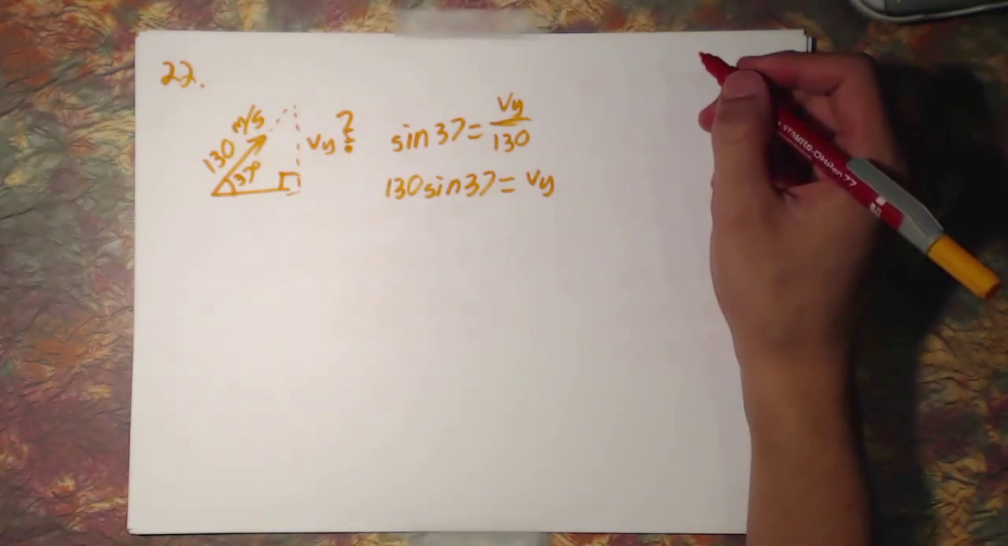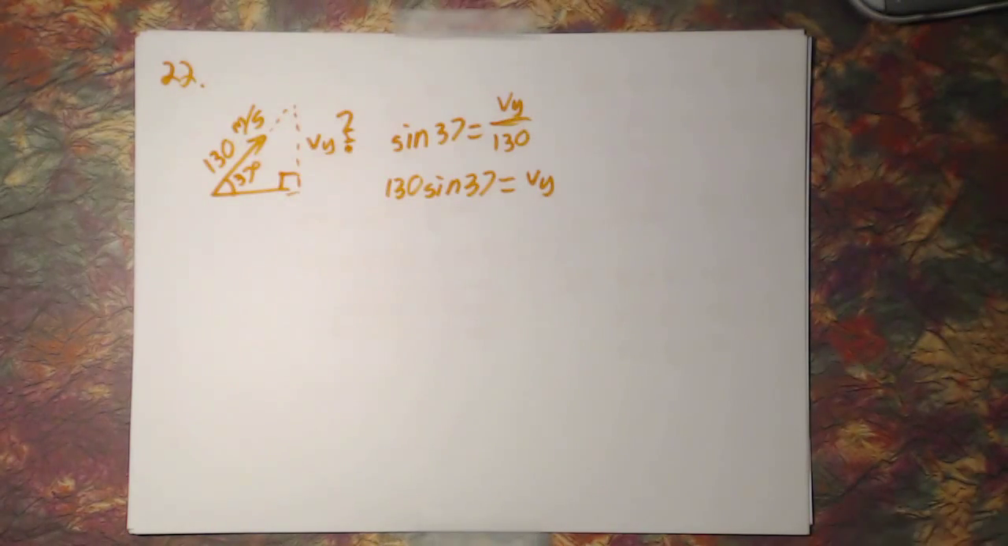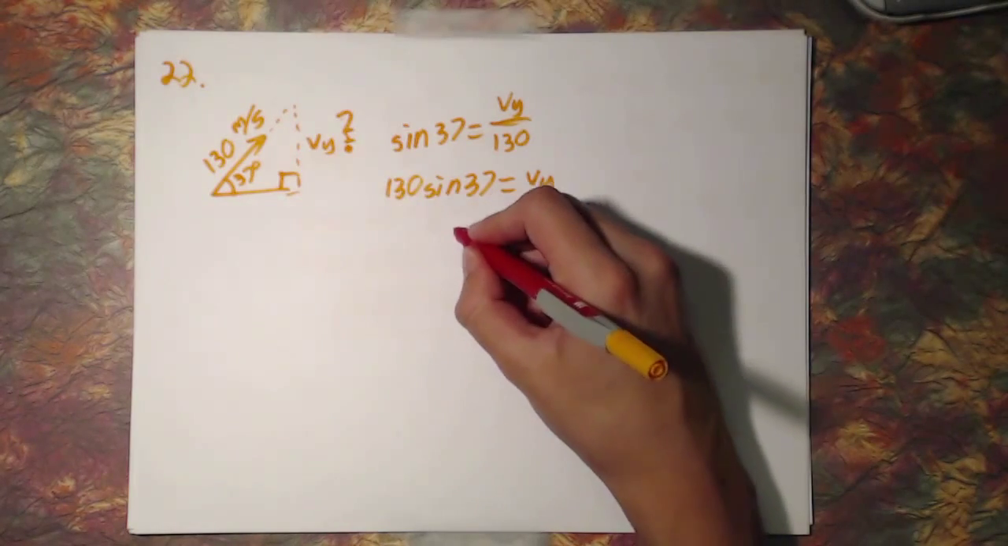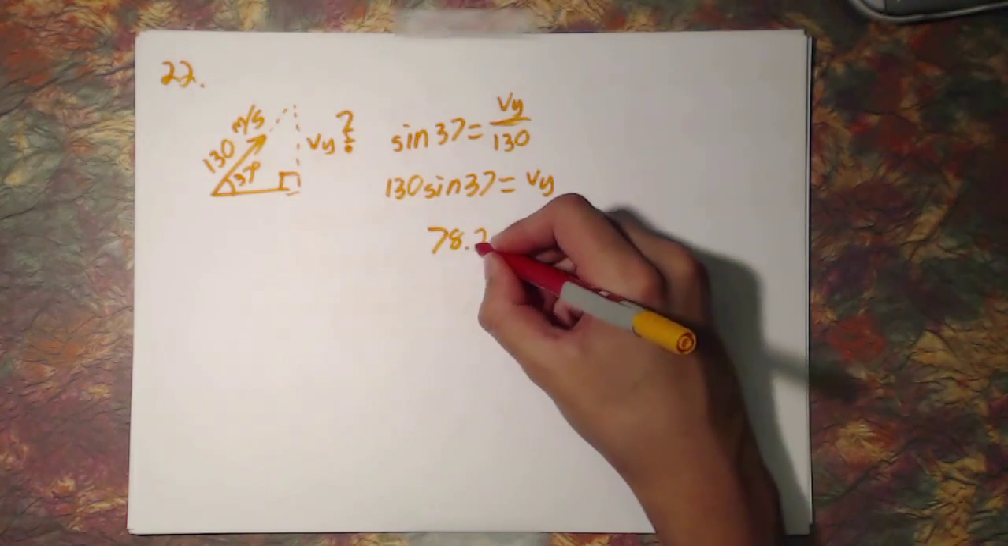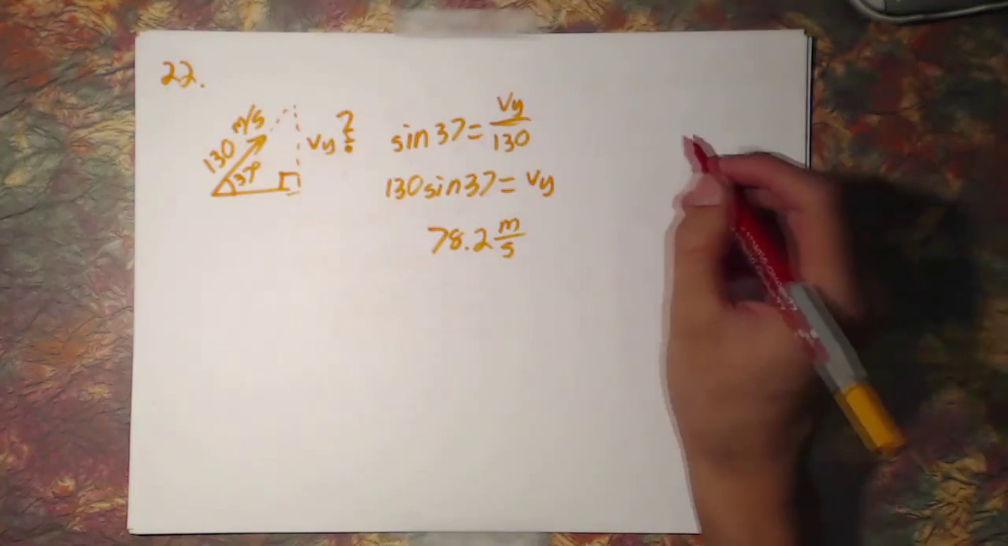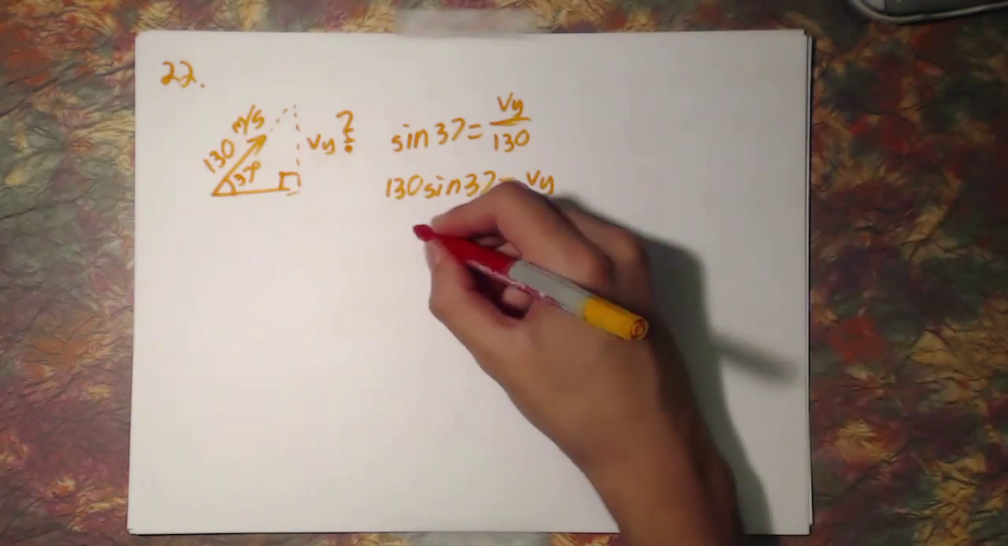So you plug that into the calculator. Make sure your calculator's in degrees, not radians, or you're going to get something crazy. And you get 78.2 meters per second. And that's the answer to 22.